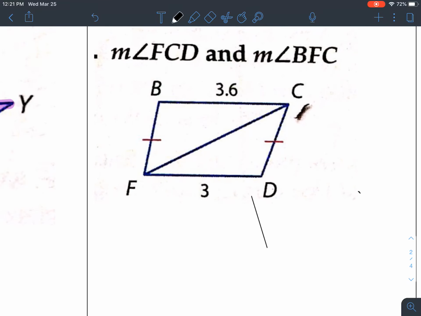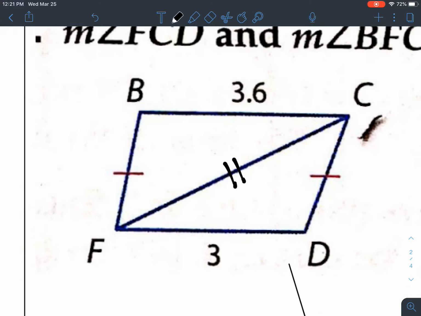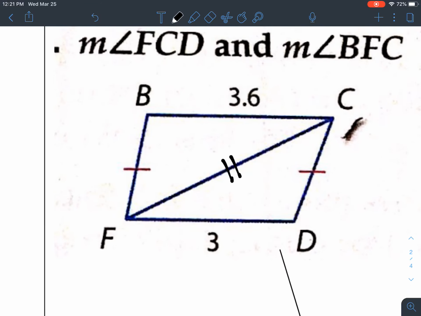Okay, for our next one, we're comparing angle FCD and BFC. All right, once again, we're looking to find that we have two sets of congruent sides. We do, because of the reflexive property. So we're looking at FCD, which is right here, and BFC, which is right here, okay? Looking at the sides opposite, we have the 3.6, we have the 3.